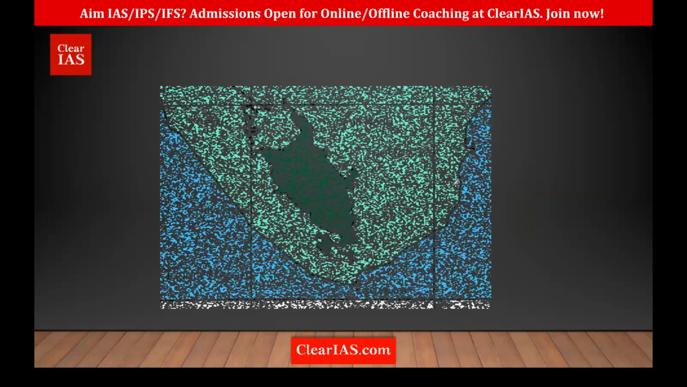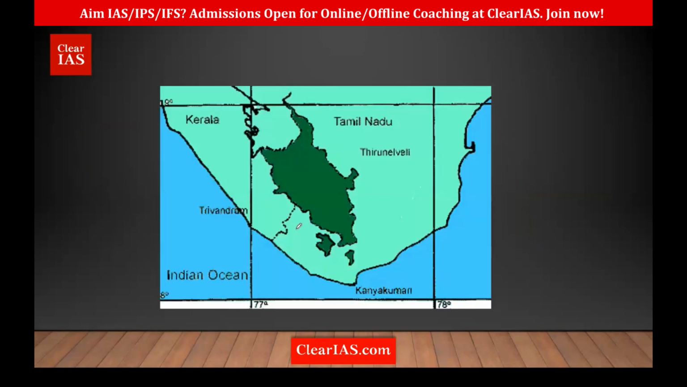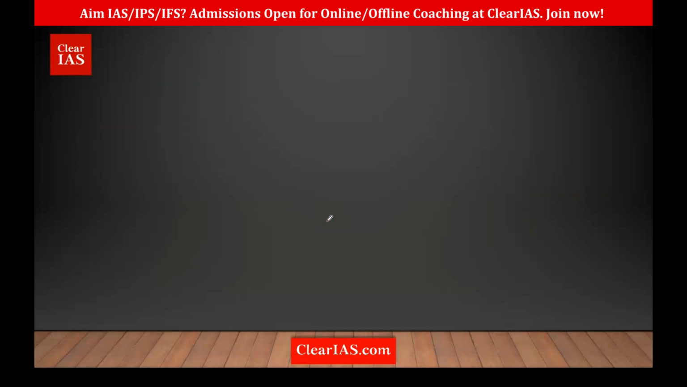So you can see this location here. It's at the southernmost end. So we have Kerala here, Tamil Nadu. It's spread across Kerala and Tamil Nadu. Clear?